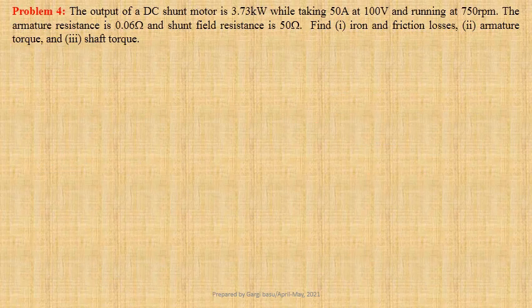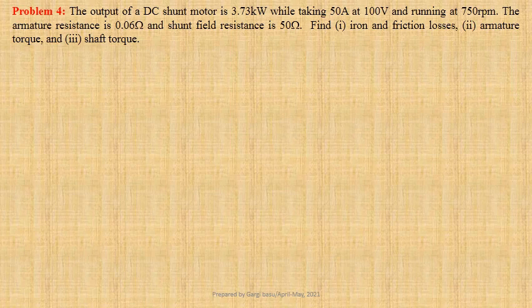The output of a DC shunt motor is 3.73 kilowatt while taking 50 ampere at 100 volt and running at 750 RPM. The armature resistance is 0.06 ohm and shunt field resistance is 50 ohm. We have to calculate iron and friction losses, armature torque and shaft torque of this motor.